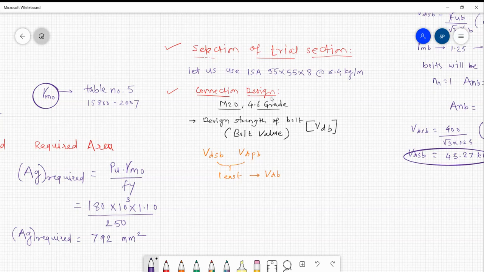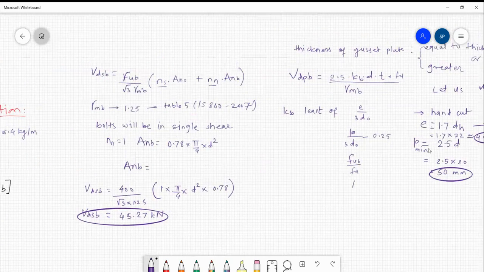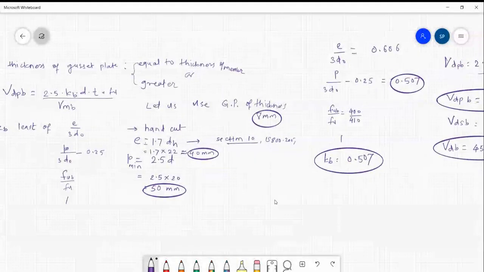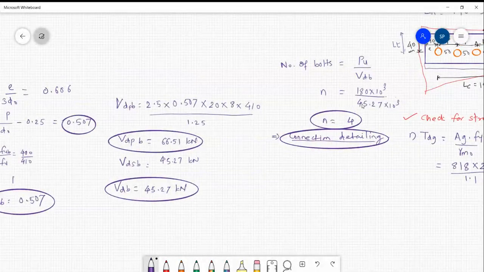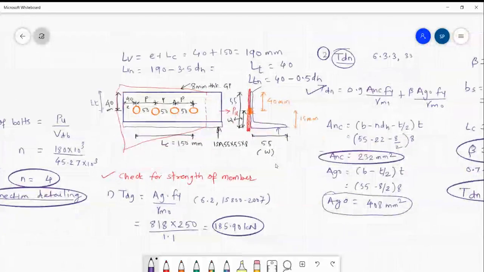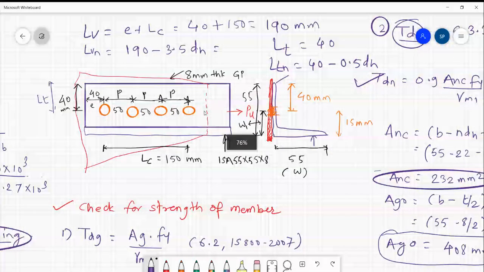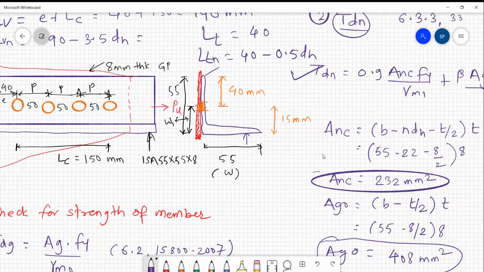In connection design, first you decide grade of bolt, then diameter of bolt. Subsequently, you calculate bolt value by selecting the minimum of shear capacity and bearing capacity. Once you get bolt value, you calculate number of bolts required for connection. Then finally you can draw the design detailing or design sketch. From this sketch, you can get the values of length of connection, LV, LT, W, W1, all these values.